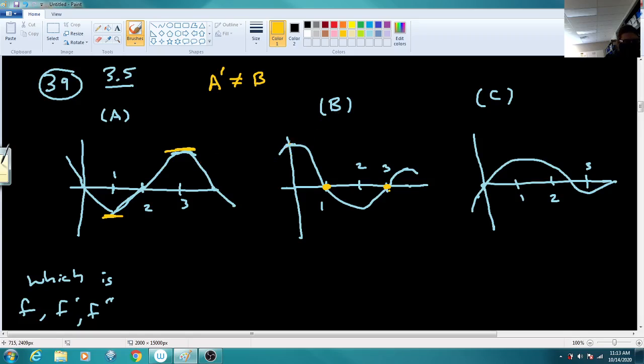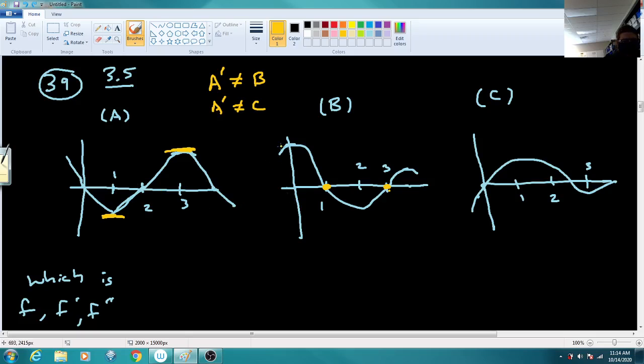So let's look at, using a different color here, let's look at B. We could also say from this first graph, since A has horizontal tangents at 1 and 3, and C does not have y values at 1 and 3, A prime is not equal to C either. So the derivative of A is neither of these graphs. That's probably enough to say it's F double prime, but we'll hold on for a second.